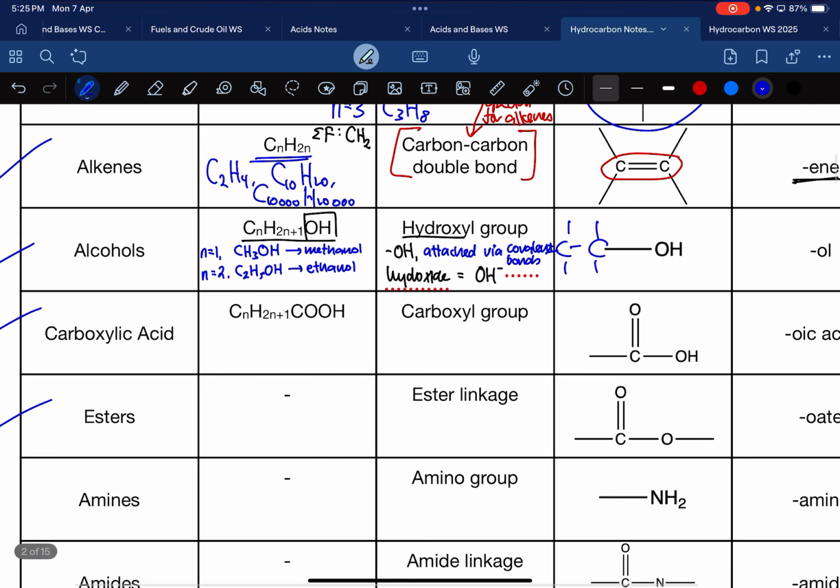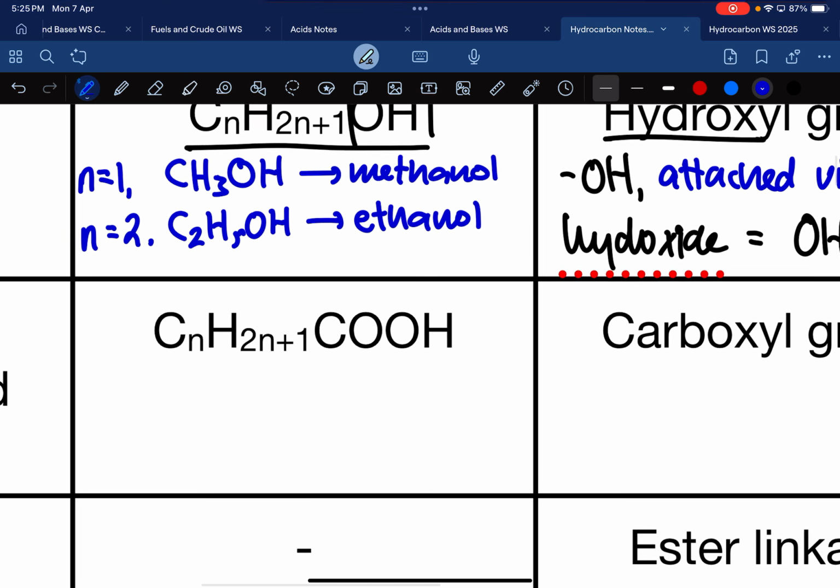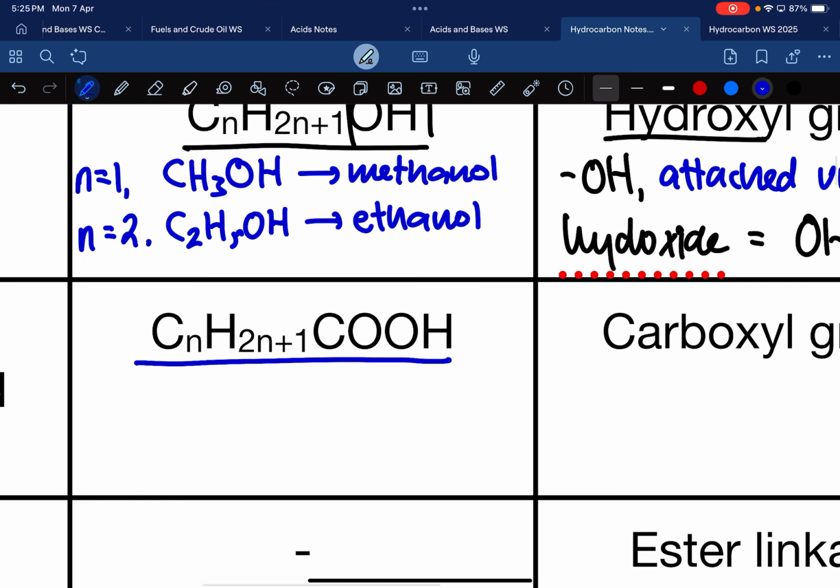Then we have carboxylic acids. Again, they have to be memorized. Let me point out something here. If n equals 1, I will have CH3COOH. Who is this? You have seen it before. Is it an acid? Yes.